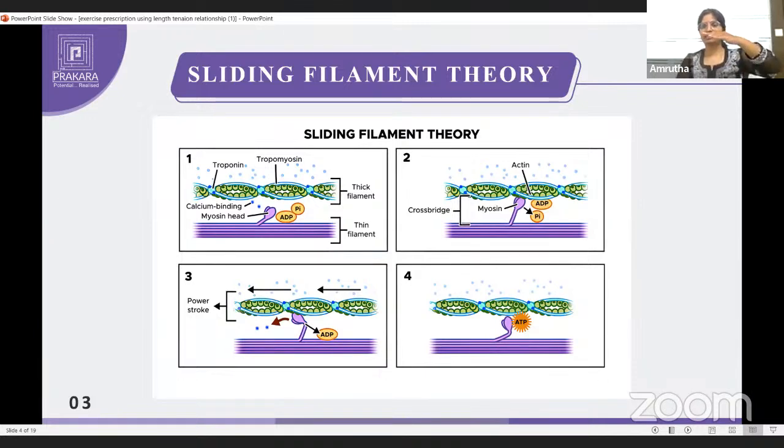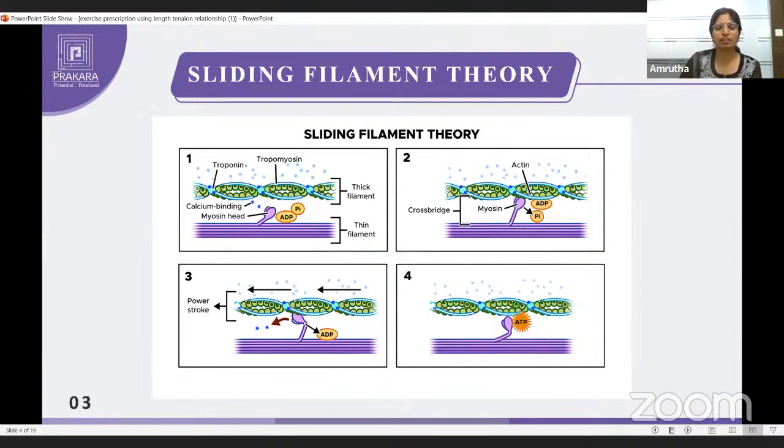This is my actin, this is my myosin. The myosin head attaches to the actin, and once the cross bridge is formed, it goes for the power stroke. After the power stroke, my actin will be moving closer. Once this is done, the myosin head goes for cross bridge formation and then power stroke. Then comes the recovery stroke. The recovery stroke requires ATP, not the power stroke.